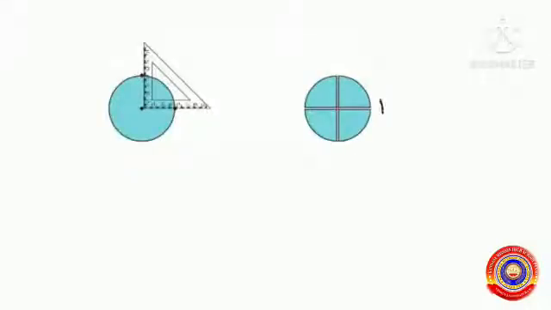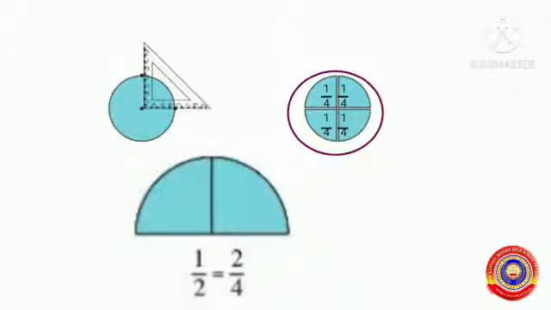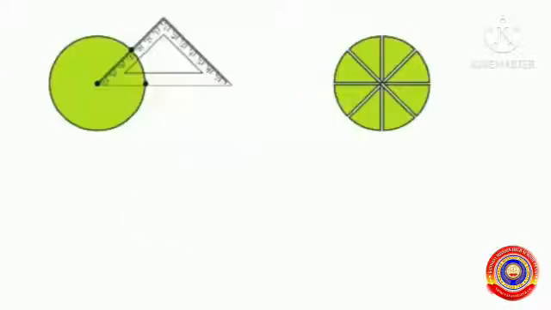Here, this circle is divided into 4 equal parts using the right angled corner of the set square. Each part is called 1 by 4 part of this circle. Here, this circle is cut into 2 equal parts and this part forms 1 by 2 or half part of this circle. We can also say that this part forms 2 out of 4 equal parts of this circle. We can say that 1 by 2 is equal to 2 by 4.